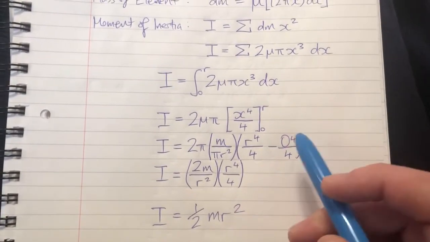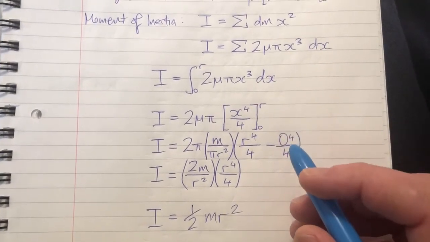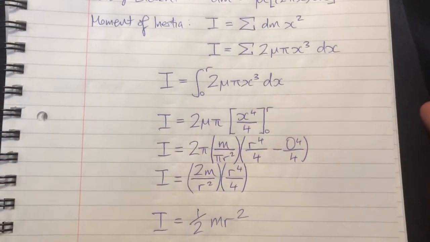So those three proofs have now been presented to you. They are given 20 marks in every moments of inertia question, leaving the problem part only 30 marks.